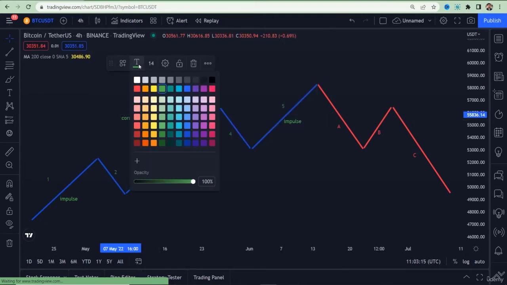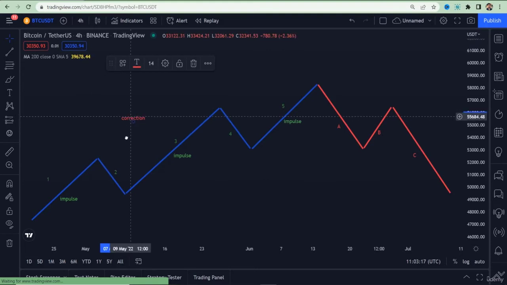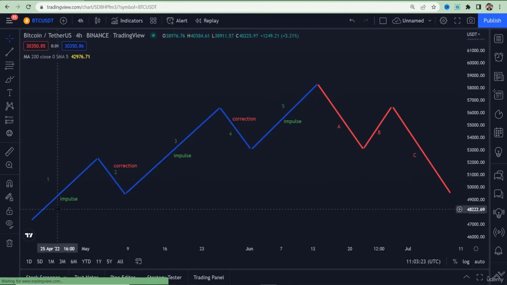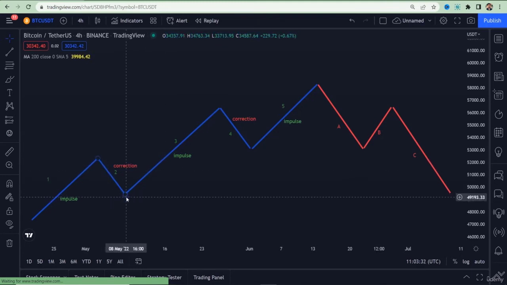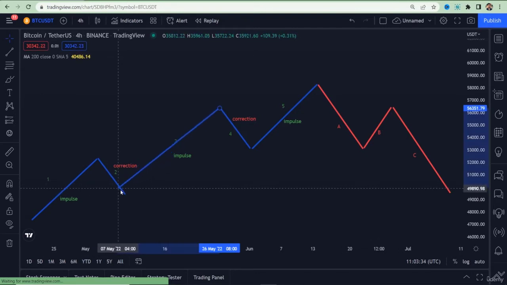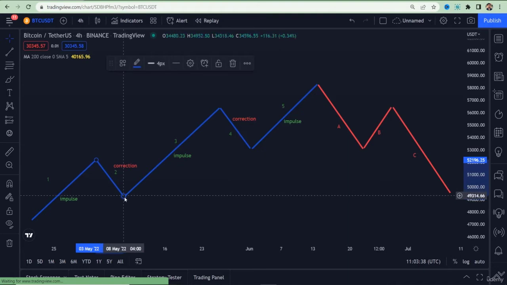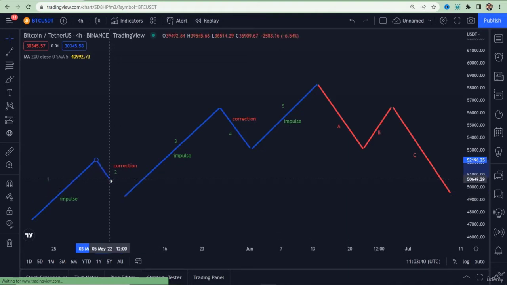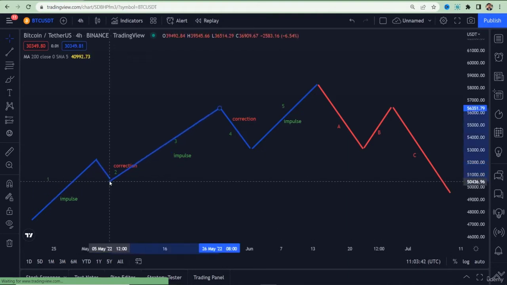So there will be this correction wave, like this one, and then it will be like this one. So every impulse wave would be followed by a correction. However, there is one more thing that I want to add here. If you see the second correction, it is like a little correction. Let's say, for example, the correction is not that big. The correction just happens to be somehow like this little one.